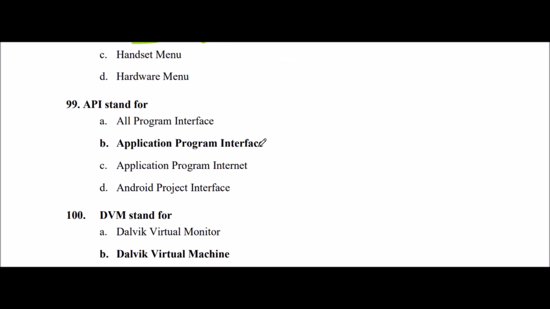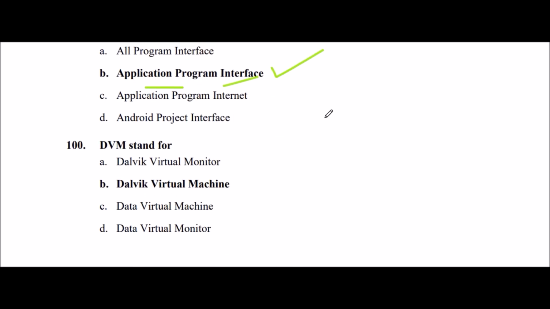Next question, API stands for Application Program Interface. Option B is correct. Next and last question of this video, DVM stands for Dalvik Virtual Machine. Okay guys, so this is all about mobile computing and application MCQs part 2.